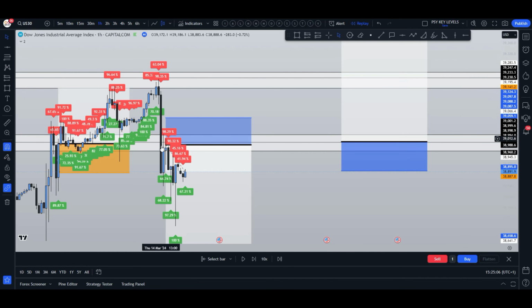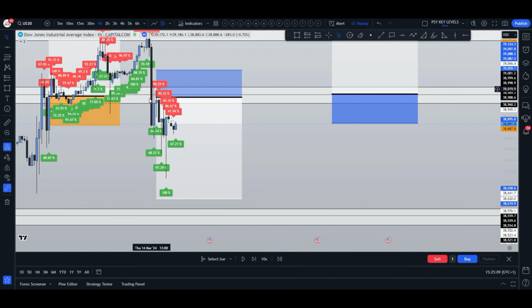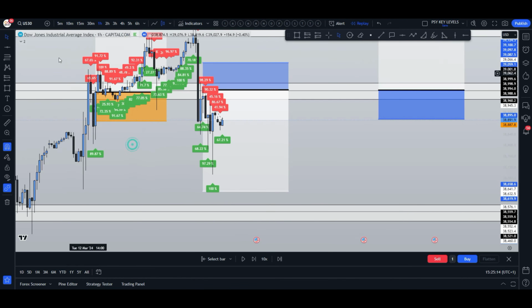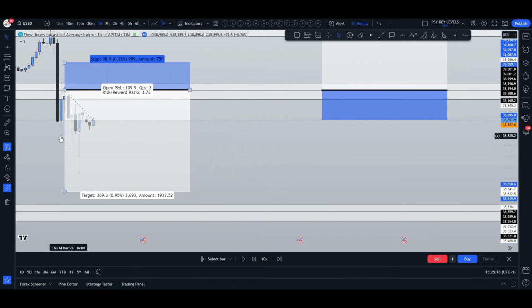98.3% bearish candle, huge volume as well. Price absolutely tanks, comes back up to the retest zone. You take your entry from here. Now, exactly. Let me remove this so you can see properly. Now look at this, guys.